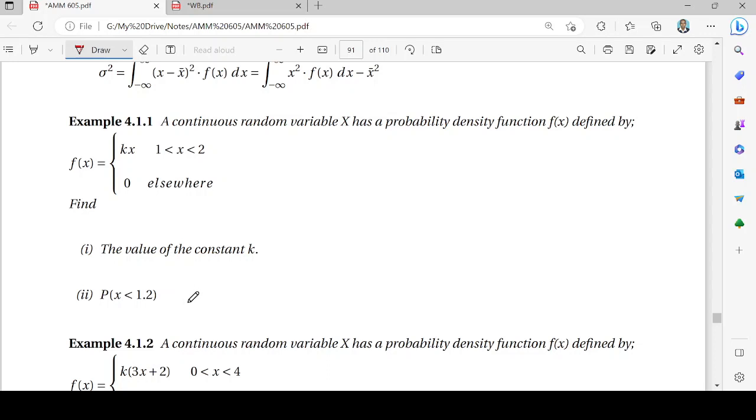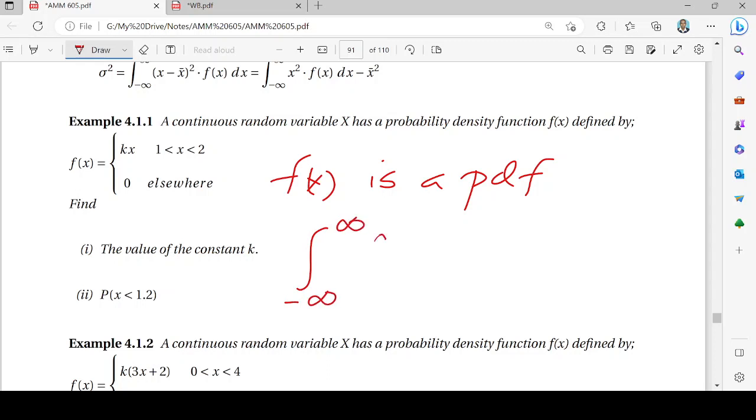is less than 1.2. So to find the value of k, first we note that this is a probability density function. f of x is a PDF, which means that the integral from minus infinity to positive infinity of f of x, integrated with respect to x, will give us a value of 1.